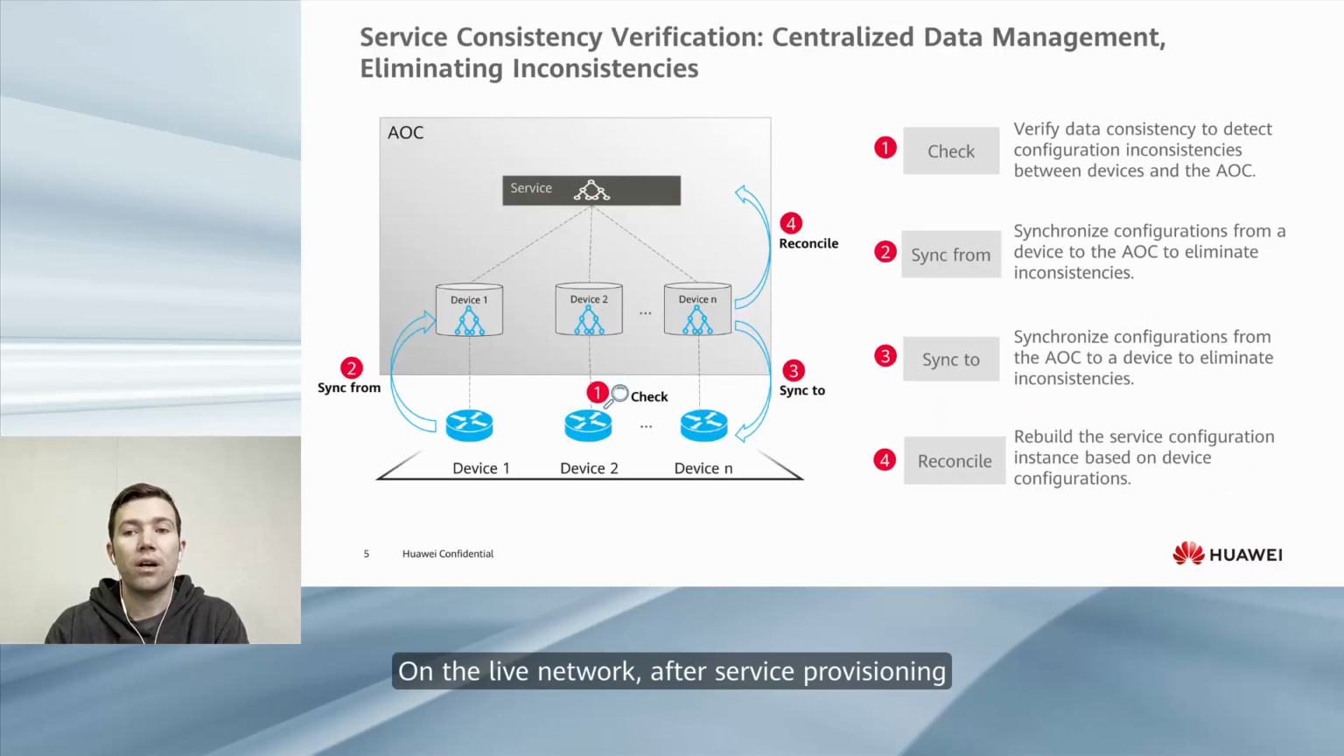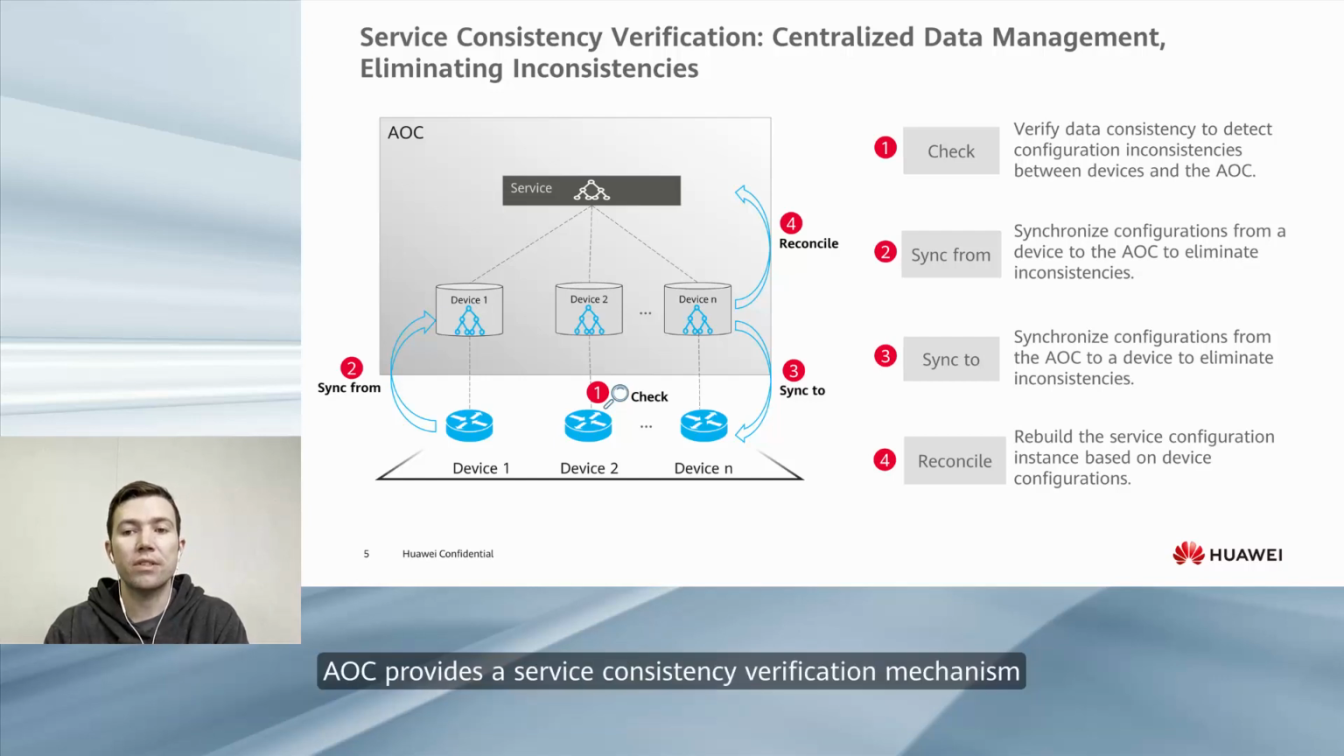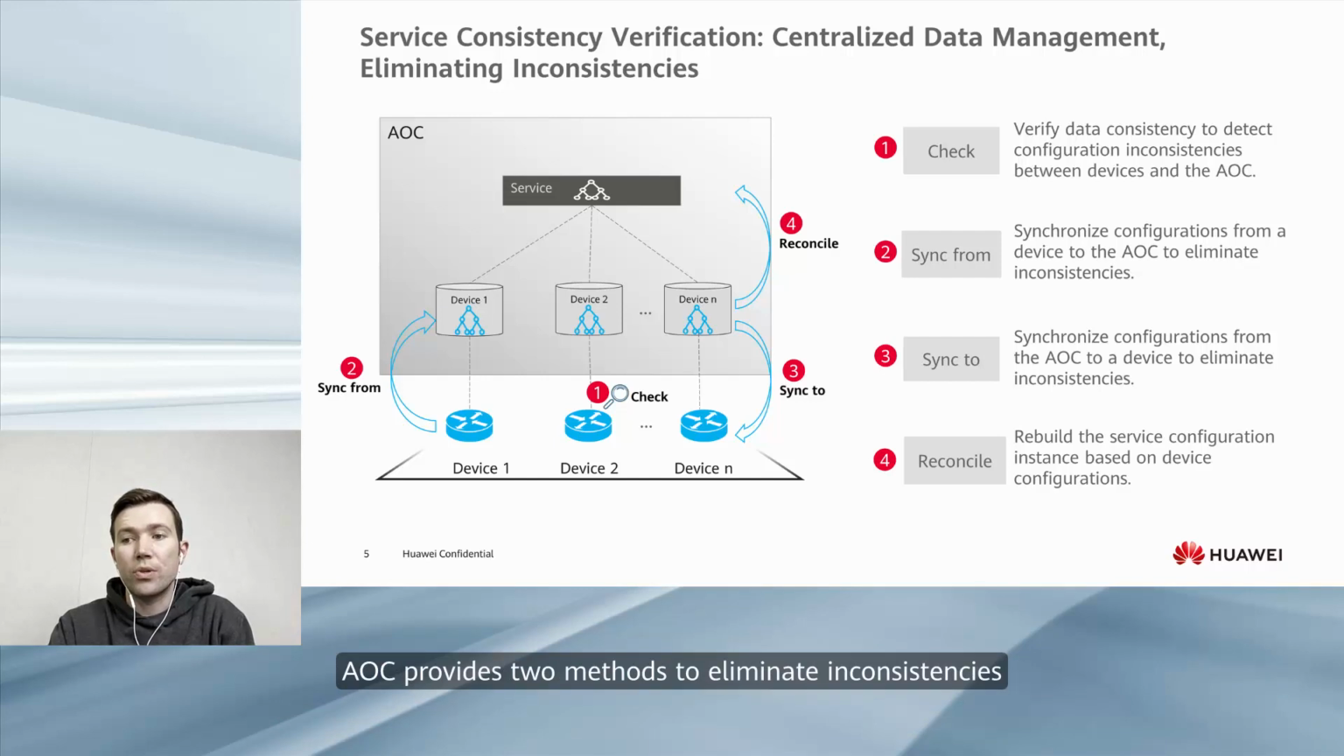On the live network, after service provisioning, device configurations may be modified by other authorized users. For this decentralized management mode, it's difficult to manually detect and eliminate the impact of such modifications on existing services. AOC provides a service consistency verification mechanism. You can use the check function to discover the configuration inconsistencies between devices and the AOC database based on a service. AOC provides two methods to eliminate inconsistencies: sync from and sync to.